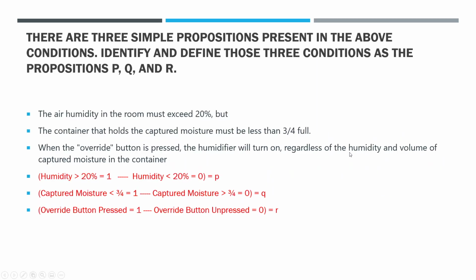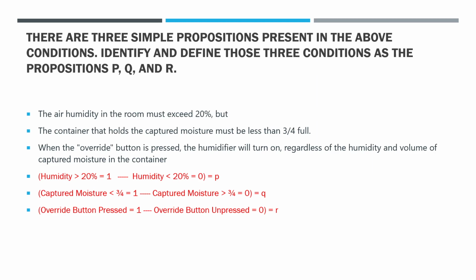So here the three conditions are displayed. The first condition is that the air humidity in the room must exceed 20%, but the container that holds the captured moisture must be less than 3/4 of full. When the override button is pressed, the dehumidifier will turn on regardless of the humidity and the volume of the captured moisture in the container.